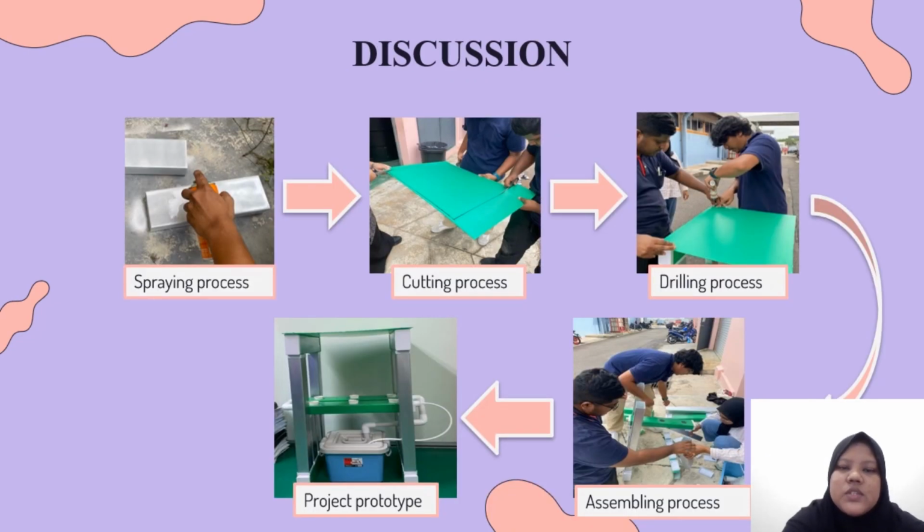For discussion, I will explain about the manufacturing process. Firstly is the spraying process. We use spraying cans in green and silver color. Next, the cutting process. We use a knife or scissors to cut the cardboard to make a rooftop. Next, the drilling process. We drill the cardboard with the body. Next is the assembling process. We assemble all the parts to obtain the project prototype as shown.